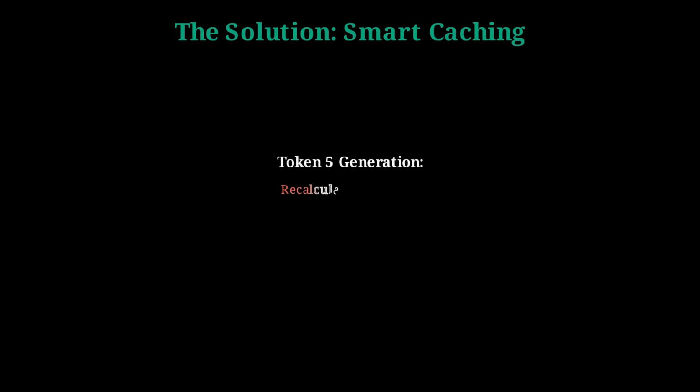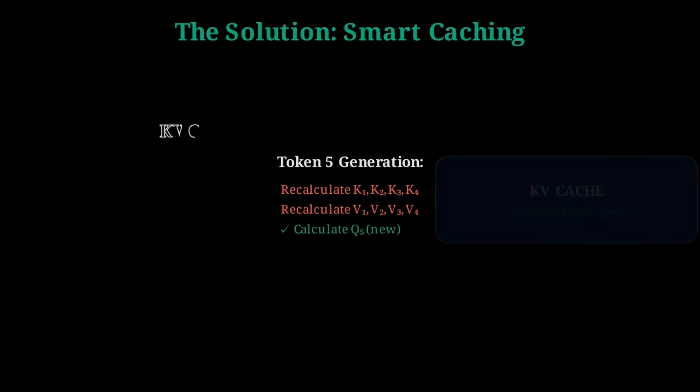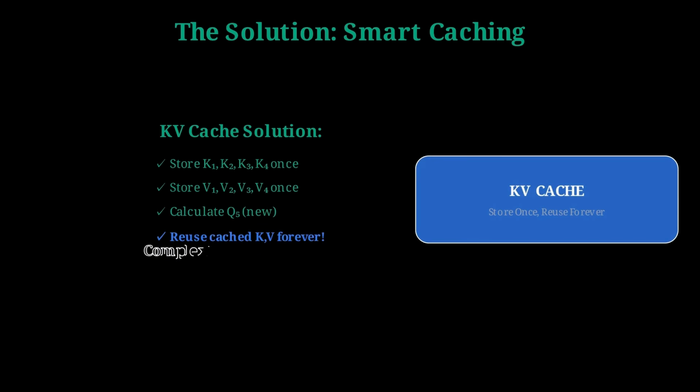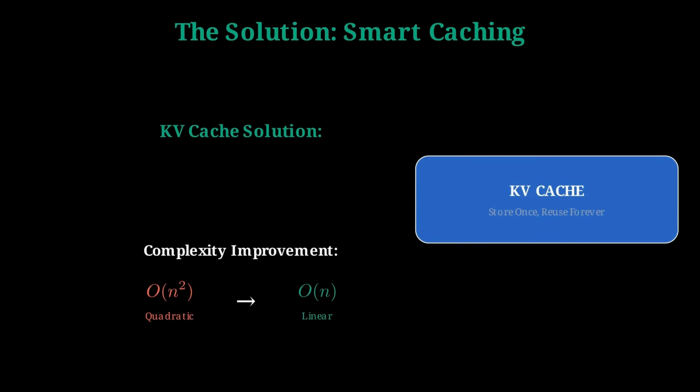If we were to generate token 5 using the old way, we need to recalculate K1, K2, K3, K4, along with V1, V2, V3, and V4, and calculate Q5. But using KV cache, we store K1 through K4 once, store V1 through V4 once, and reuse the cached K and V values to calculate Q5. This drops our complexity from n squared down to n. Instead of recomputing everything, we only compute what's new. Let's see this in detail.